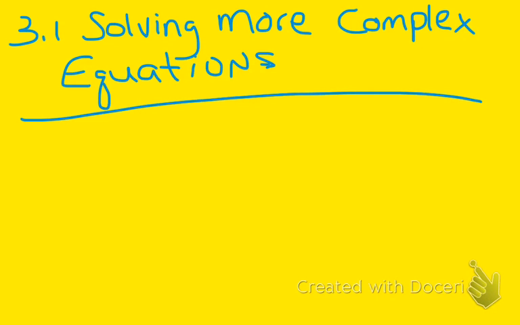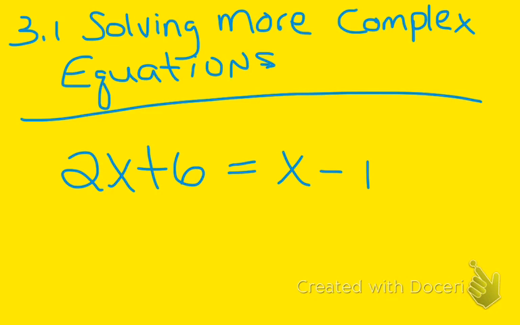All right. So far, we have solved equations with variables on only one side of the equation. However, equations often have variables on both sides, such as 2x plus 6 equals x minus 1. To solve equations with variables on both sides, simplify both sides of the equations first, and then eliminate the variables on one side of the equation using the addition or subtraction property of equality. Then, with the variables on only one side, solve the equation using standard methods.